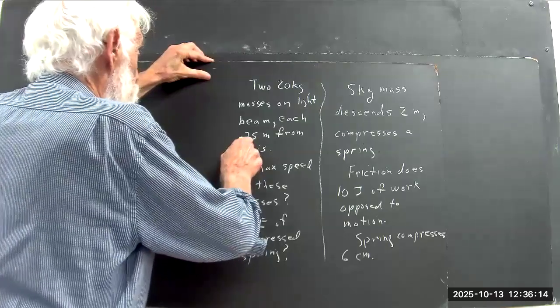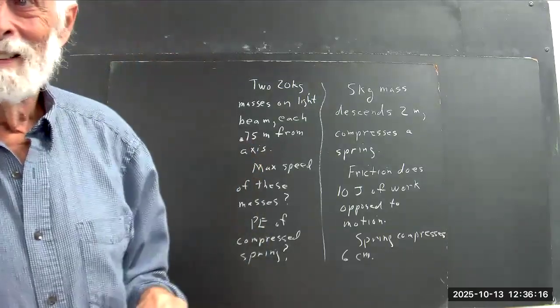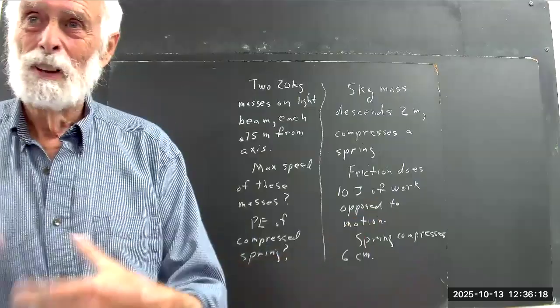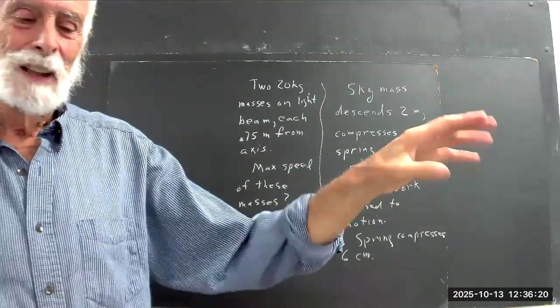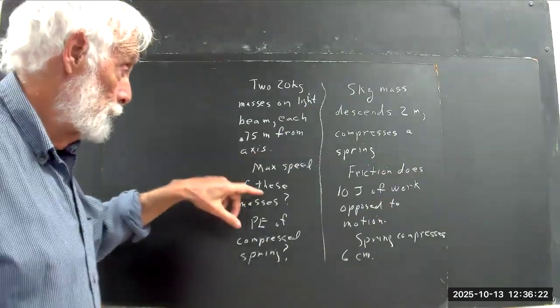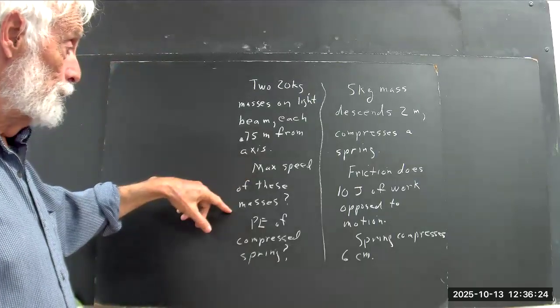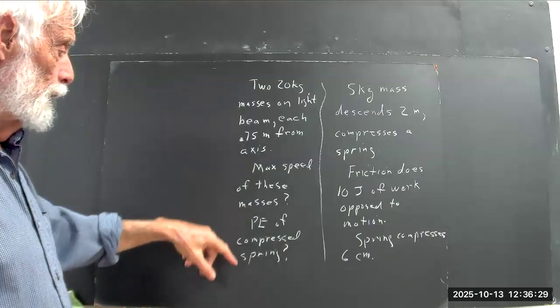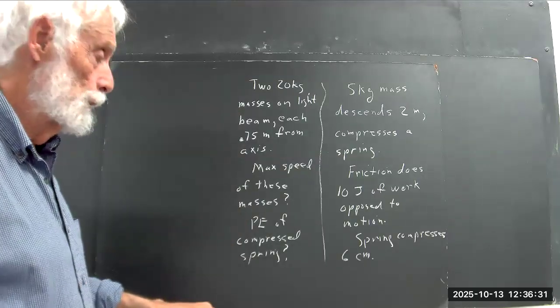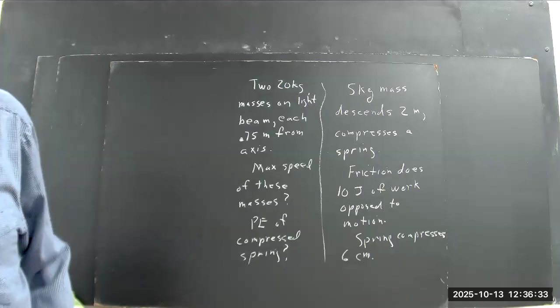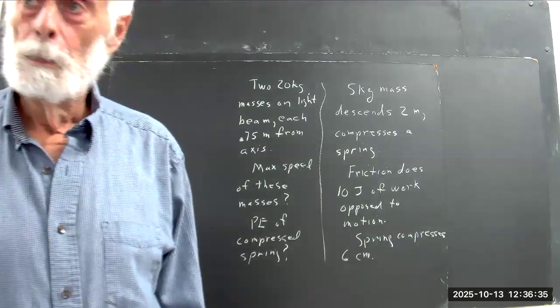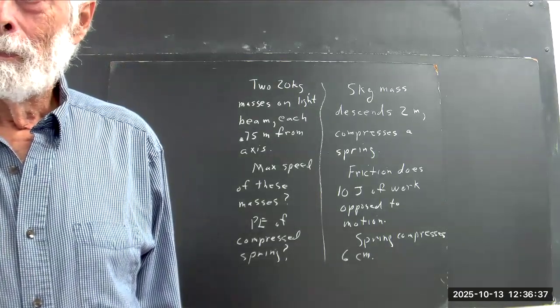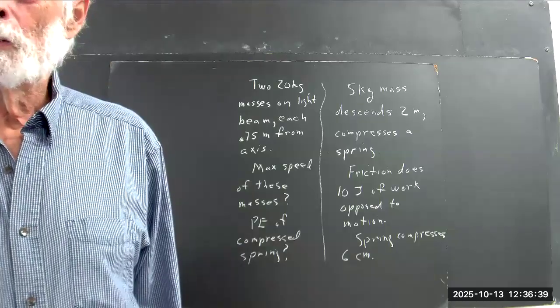Make sure you see that decimal point. You could do it for 75 meters, but the numbers are getting nasty, lots of zeros and stuff. So what's the maximum speed of these masses? And what's the potential energy of the compressed spring? Then I'll have a couple of other questions involving motion, but those questions are going to be easy.